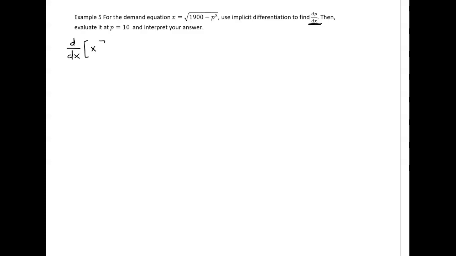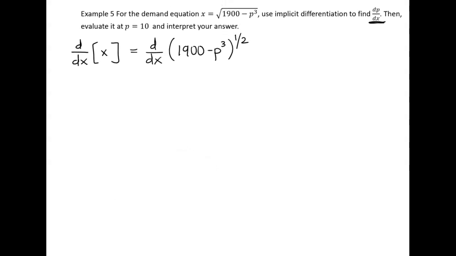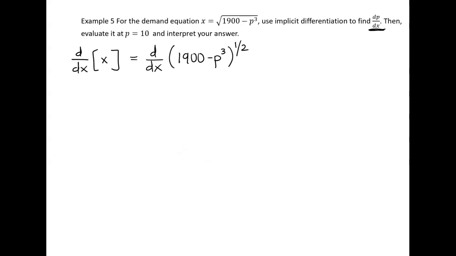So we'll take the derivative of the left side, which is just x, and then we'll take the derivative of the right side. I'm going to rewrite the right side as 1900 minus p cubed all to the 1/2 power, since it's under the square root. So let's start differentiating. On the left side, the derivative of x is just 1.